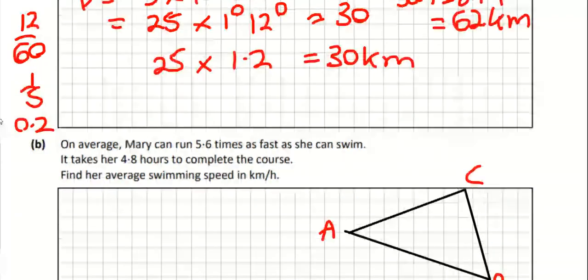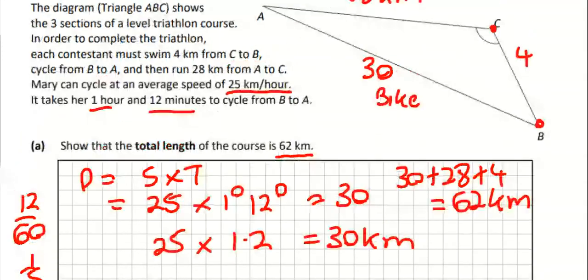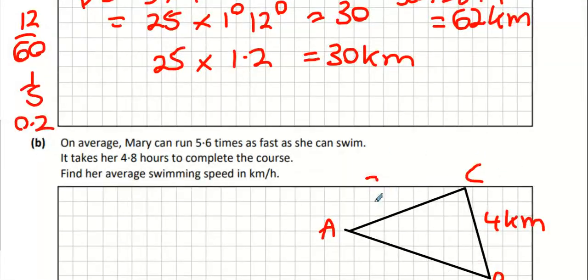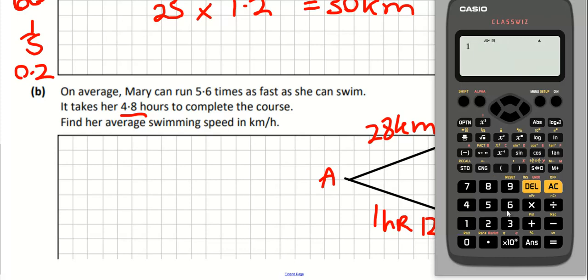And we know that B to C is 4 kilometers. And we know that A to C is 28 kilometers. And we actually know the time for A to B. We know that that's 1 hour and 12 minutes. Okay. Now, 4.8 hours. 1 hour and 12 out of 60 minutes is actually 1.2 hours.